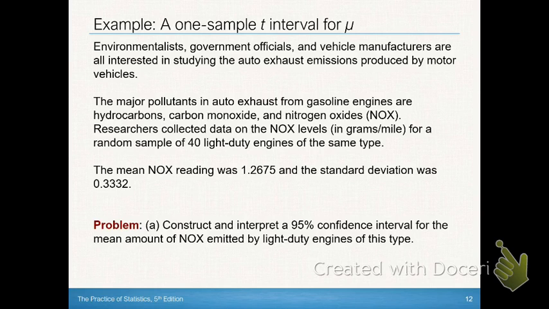In this particular problem, we have several groups studying auto exhaust emissions, and specifically, we're looking for nitrogen oxide levels. So we know that we have a mean nitrogen oxide reading of 1.2675 grams per mile with a standard deviation of 0.3332. First, we want to create a 95% confidence interval for the mean amount of nitrogen oxides emitted by light-duty engines of this type.